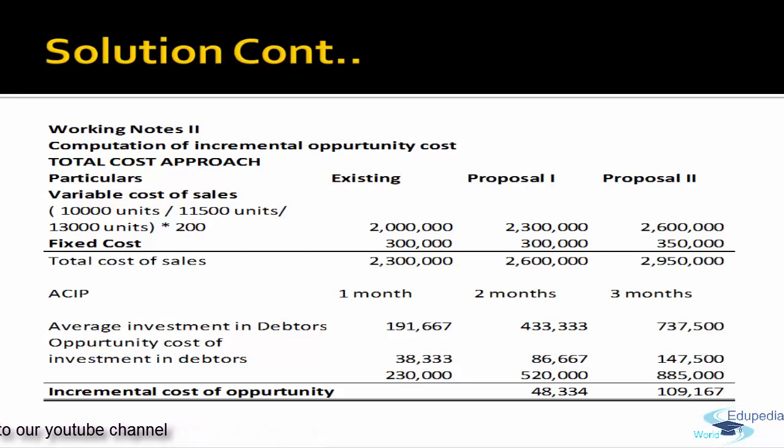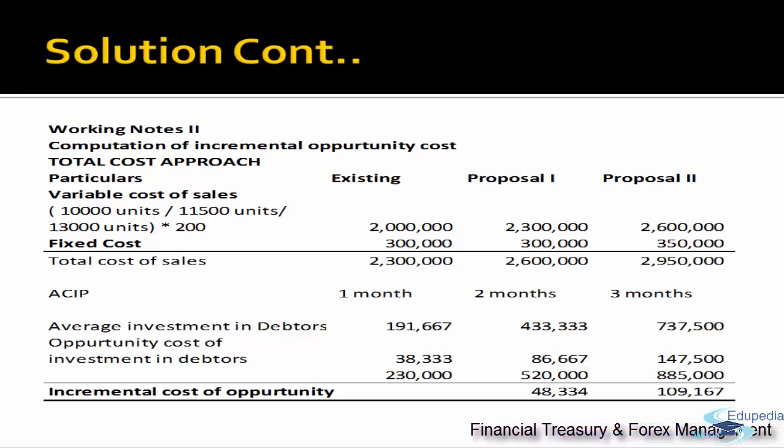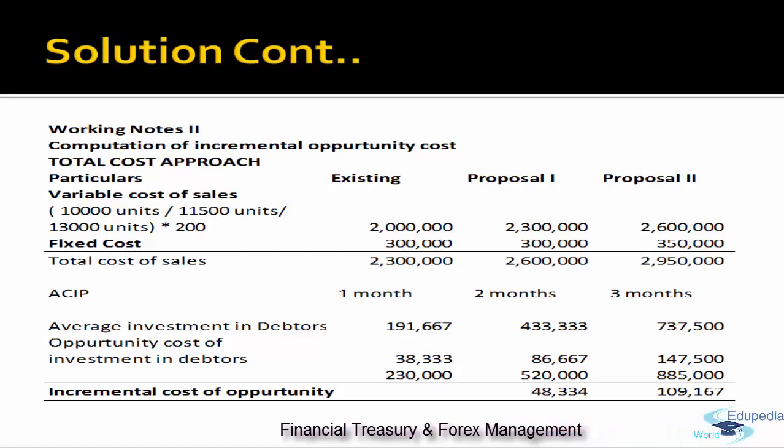In proposal 1, it will be 26 lakh. 26 lakh is for 12 months. So for 2 months, if that investment will remain blocked in the organization, the average investment in debtors will be 4,33,333. Likewise, in proposal 2, the average investment in debtors will be 29,50,000 into 3 by 12, which is 7,37,500. Now I'm jumping into the existing one. 1,91,667 is invested in debtors.